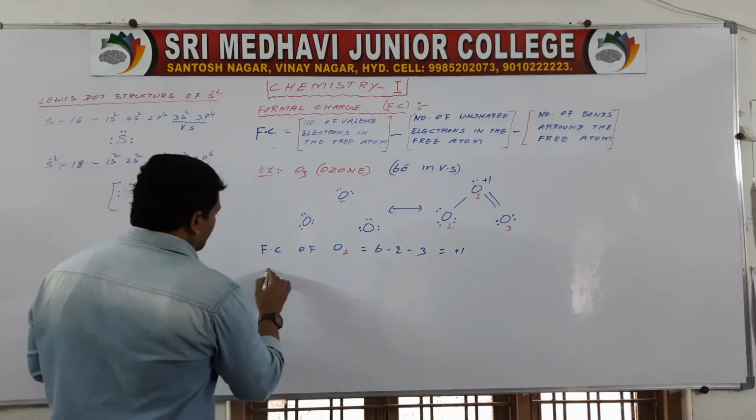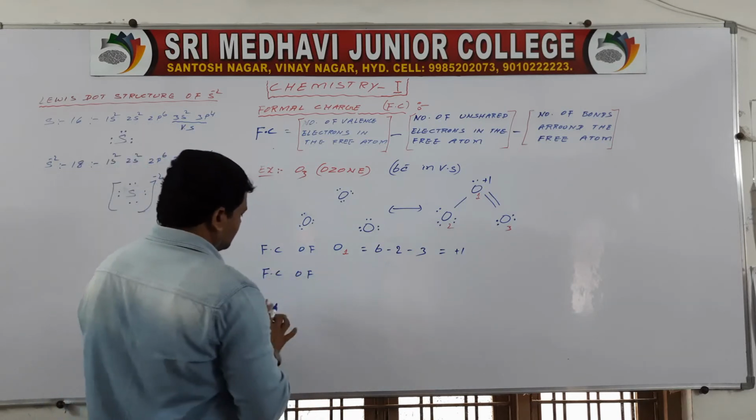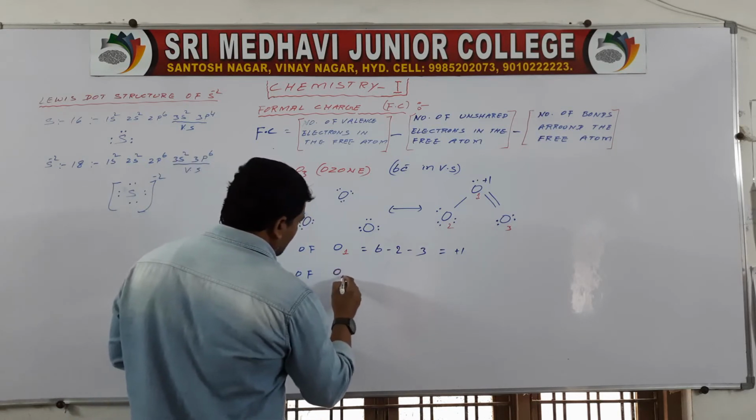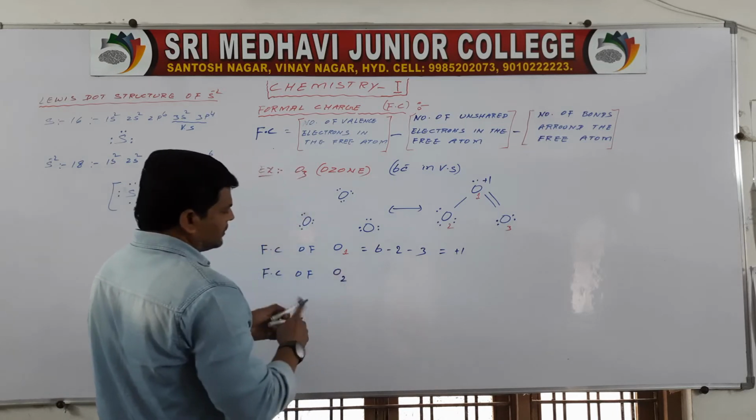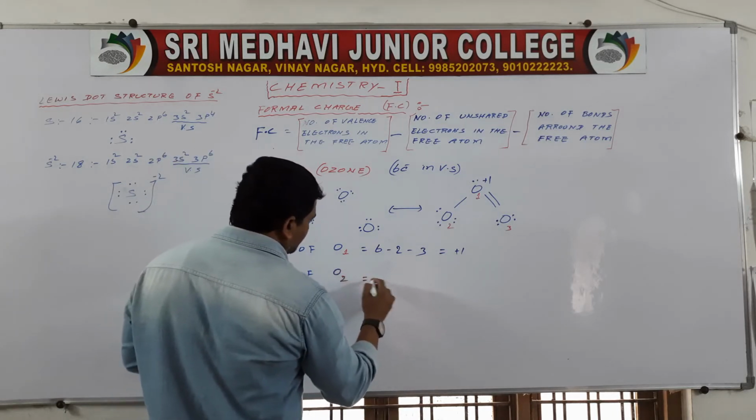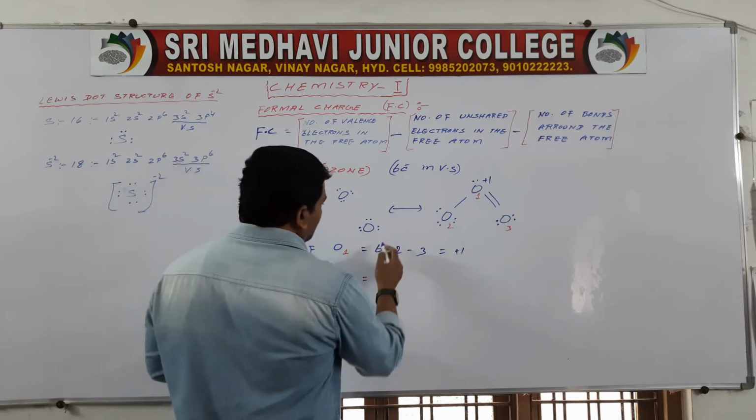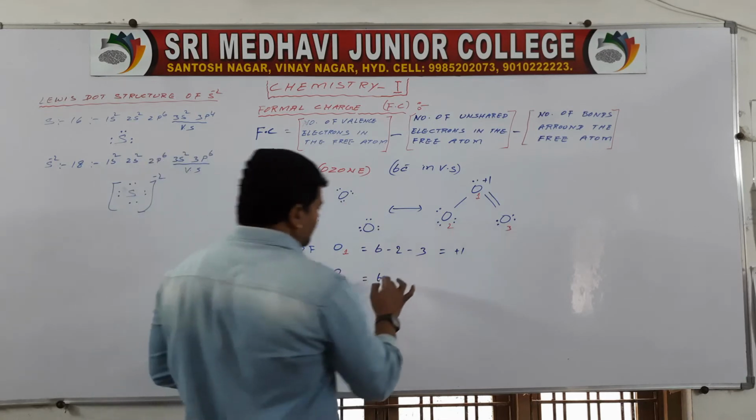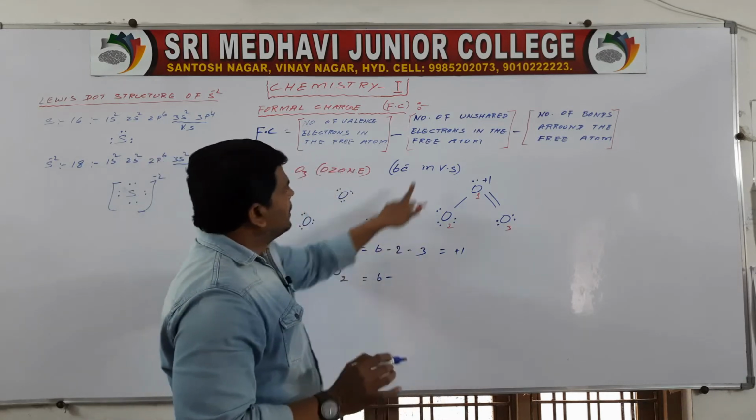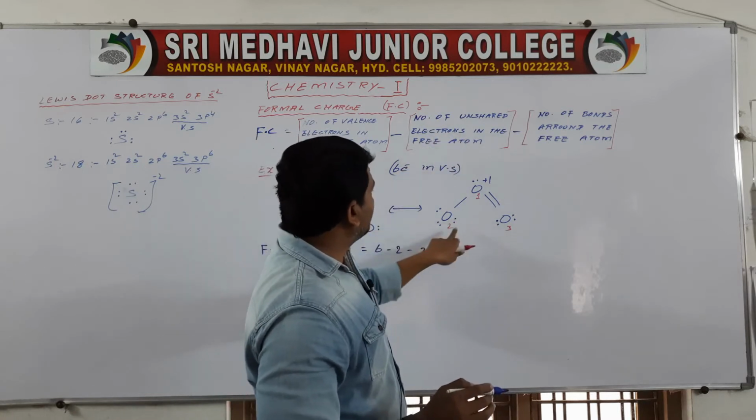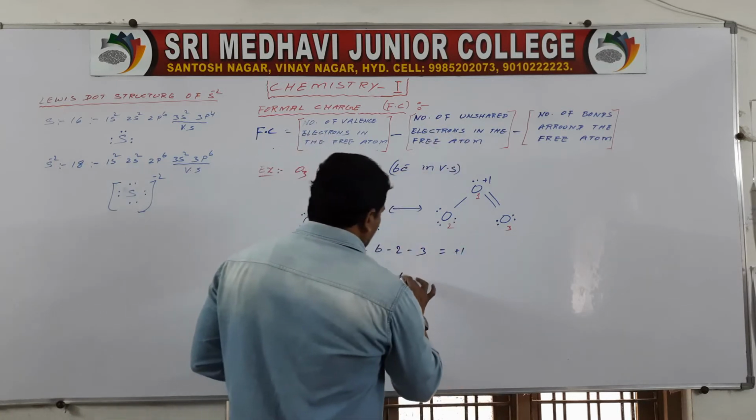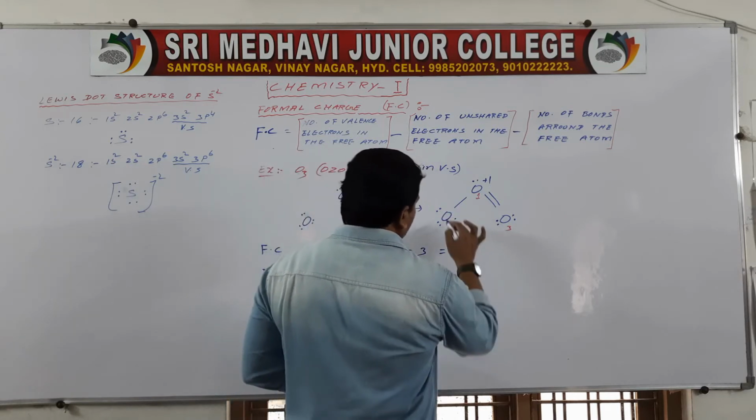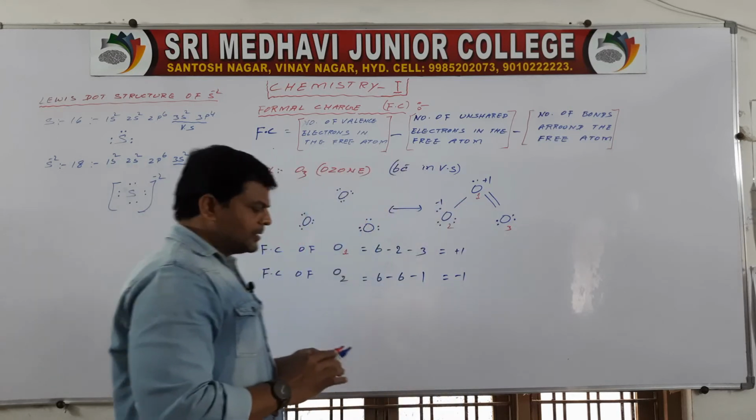Then Fc of oxygen 2. Valence shell 6, all oxygens contain 6, minus number of unshared electrons, this one, how many? 6, minus 6, minus how many bonds? 1, so it is minus 1. Its formal charge is minus 1.